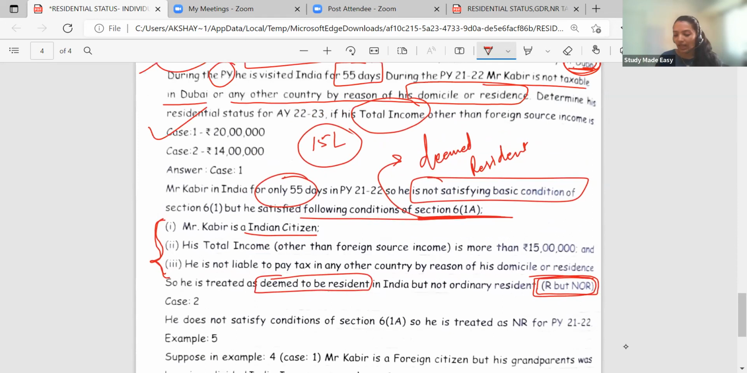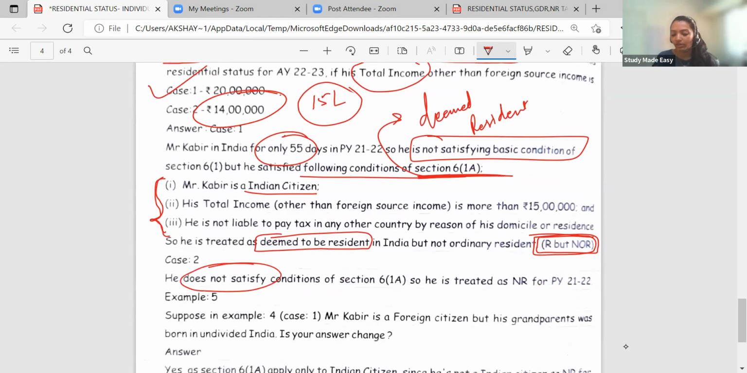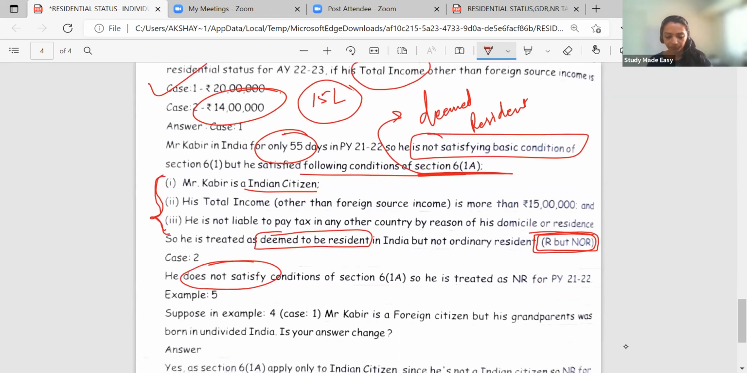Where in case number 1 the income is above 15 lakhs, so it is getting satisfied. Here the income itself is less than 15 lakh. I am not considering anything else because the income is less, so he does not satisfy this condition.